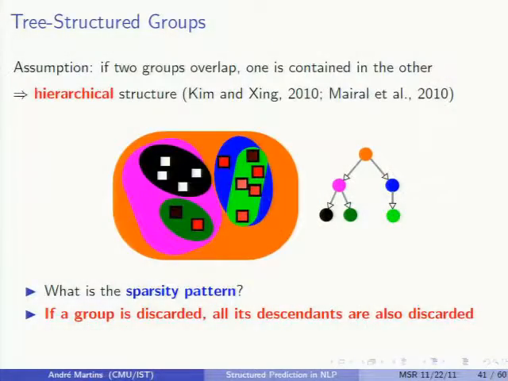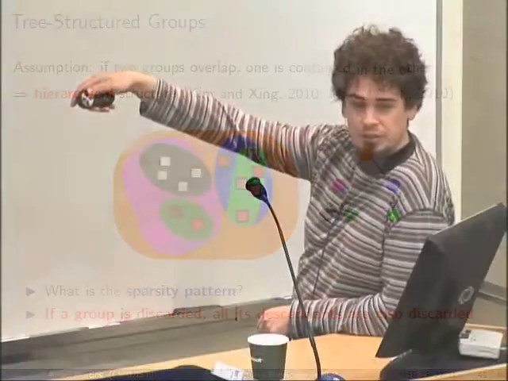Can anyone tell me what kind of sparsity this is promoting? What is going to happen if I use group lasso with this definition of groups? Any guess? Well, you won't end up with singletons. You won't be able to kill the purple guy without also killing the green and the brown guy. Exactly. So essentially, the sparsity pattern being promoted here is that if a group is discarded, all descendant groups are also going to be discarded.